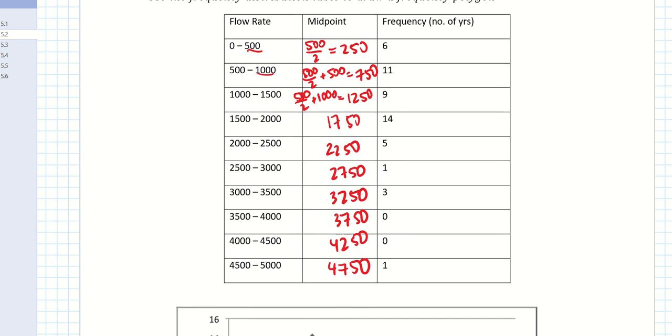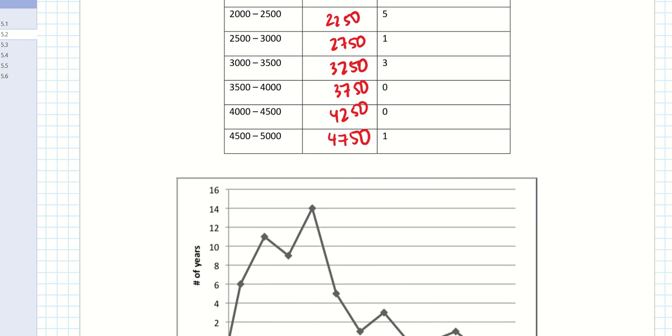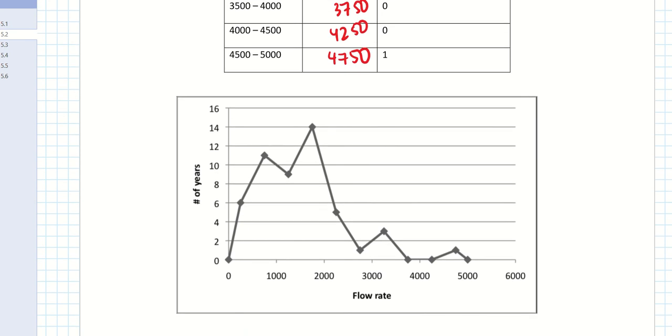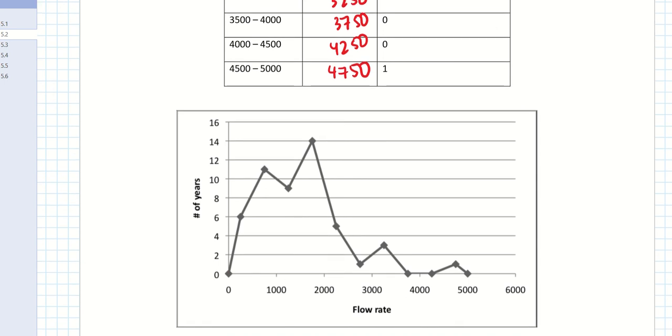So these are all the midpoints, and again, the frequency still stays the same as before, and instead of just having bars, you're going to end up with a line graph. So in this case, they connected the 0, so I normally wouldn't connect the 0 because we only connected the midpoints, but in this graph, they connected 0. So this is, again, the same thing as before. This is flow rate.